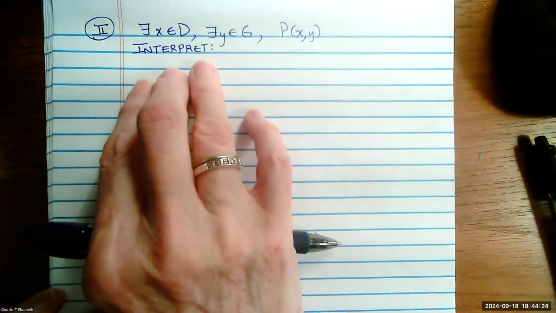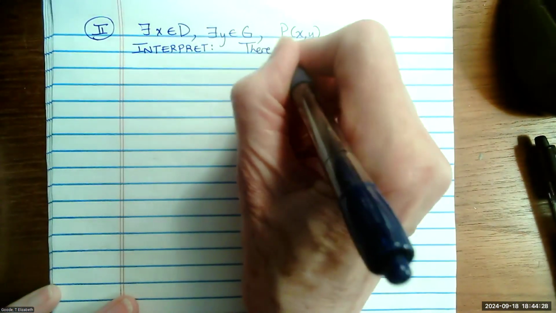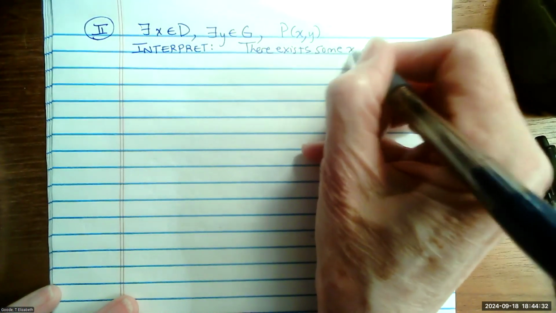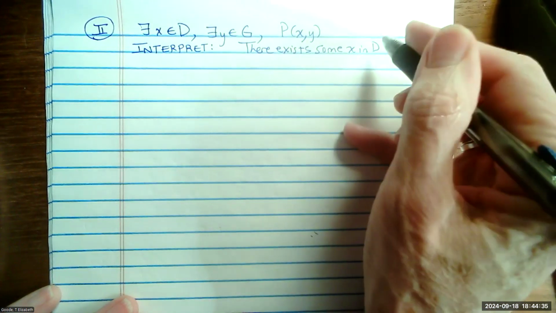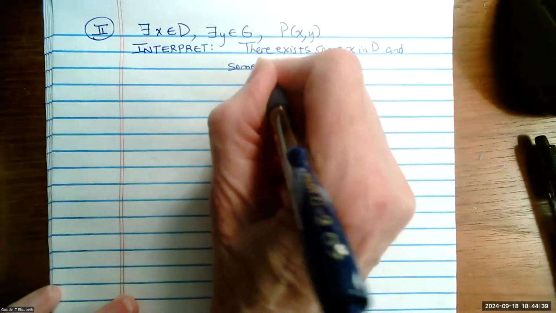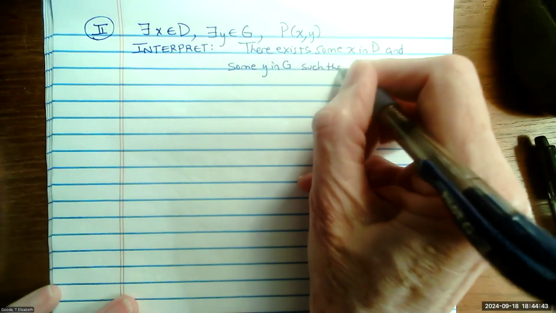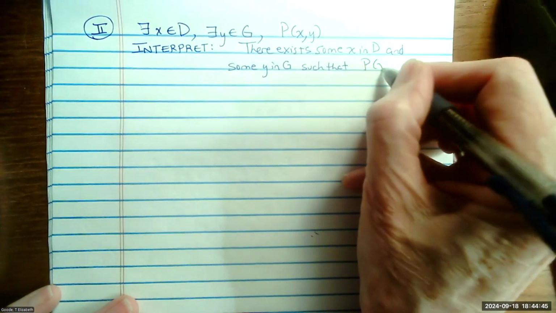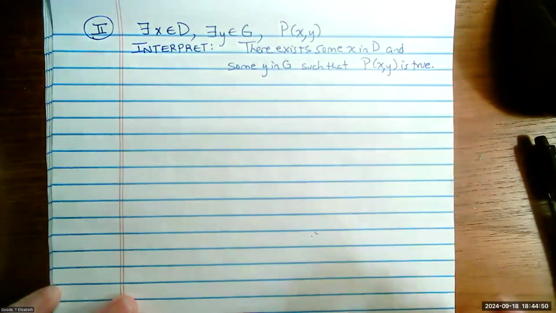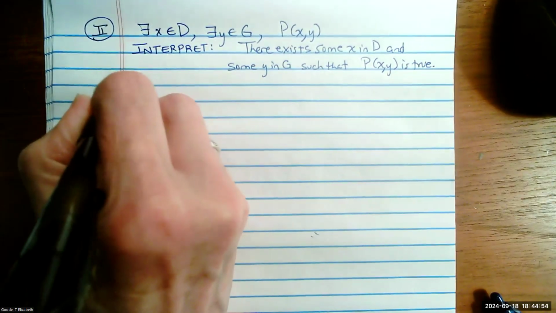So how do we interpret this? Well, exactly how you think we should. There exists some X in D, that means at least one, and some Y in G, such that P of X, Y, that's a property, is true. Just what you think it should. Let's look at some examples just to drive this idea home.